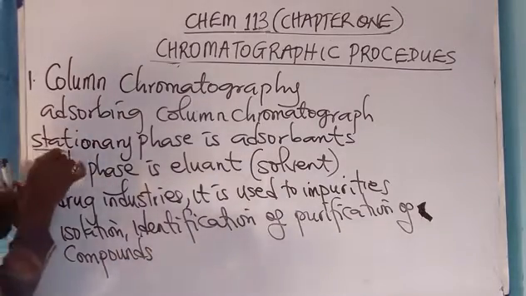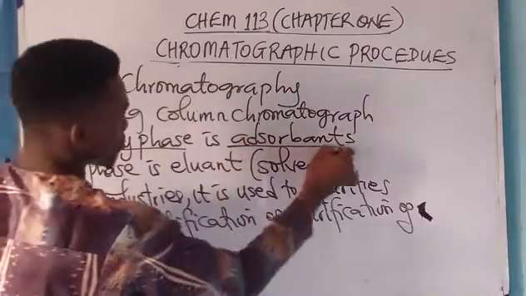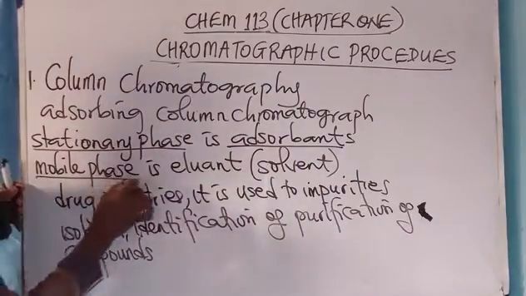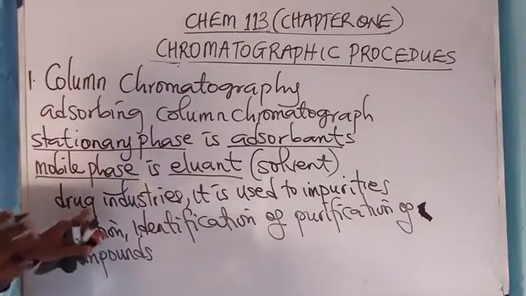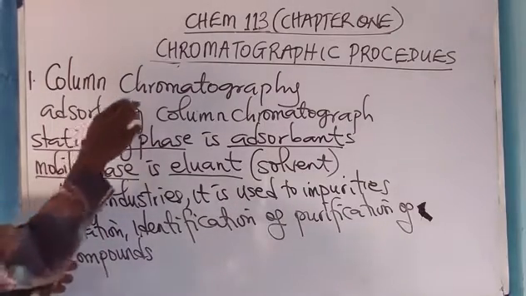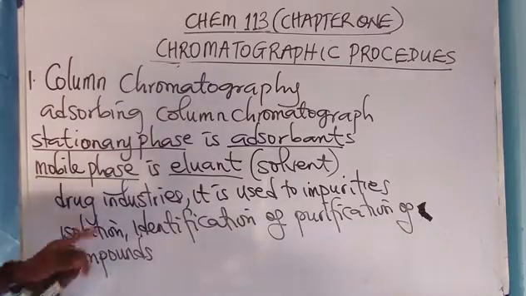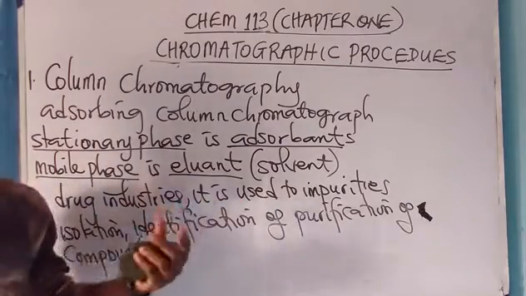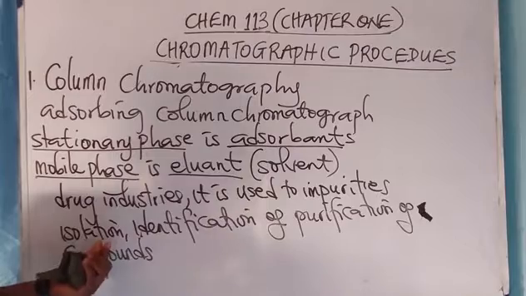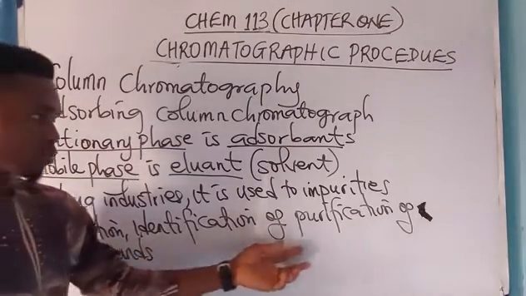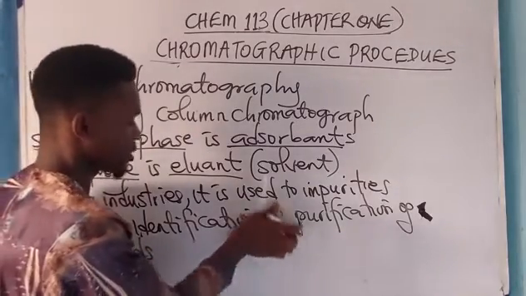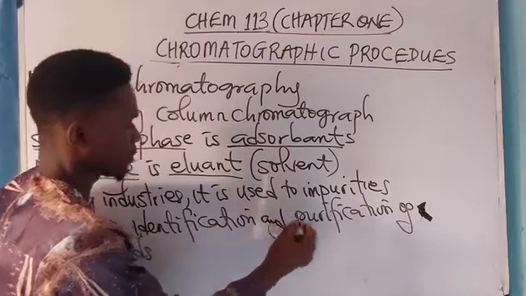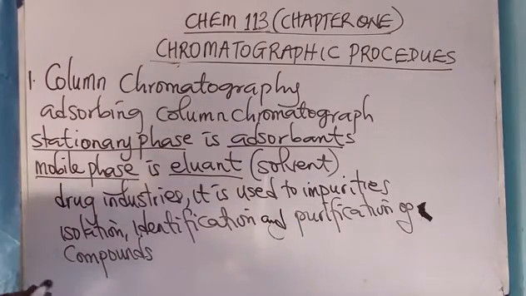The stationary phase is usually an adsorbent. The mobile phase is an eluent. The industry that is likely to use column chromatography is the drug industry, and it is used to remove impurities from compounds. It's also used for isolation, identification, and purification of compounds. So please take note of that.